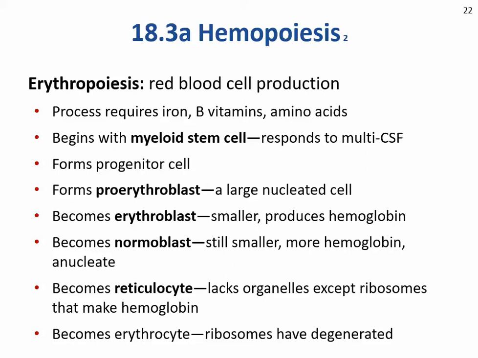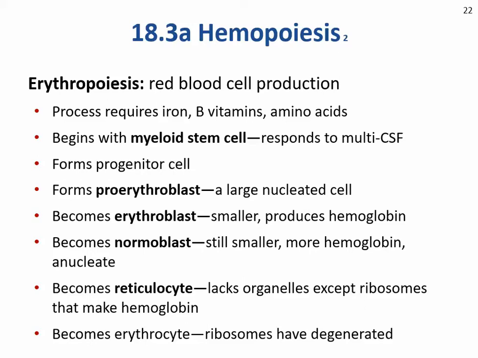To do that, we're going to need the stem cells that are differentiated into myeloid stem cells. So they respond to these colony-stimulating factors. We're going to require iron because they make a lot of hemoglobin, which has iron. It takes B vitamins, especially folic acid, and various amino acids because the other part of hemoglobin is protein, so it's going to require a lot of amino acids. If you're missing any of these, you will not get correct red blood cell formation.